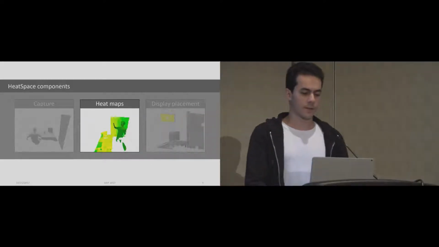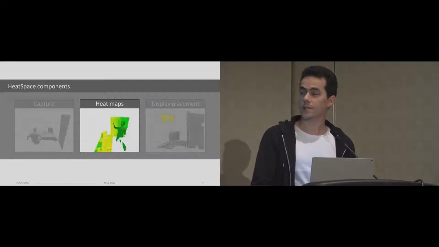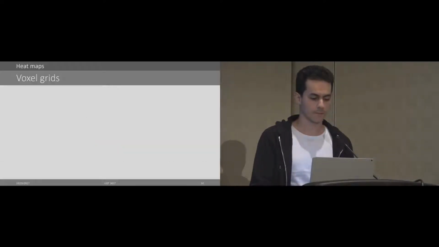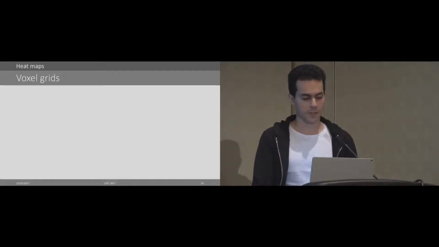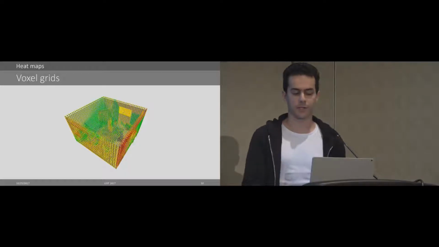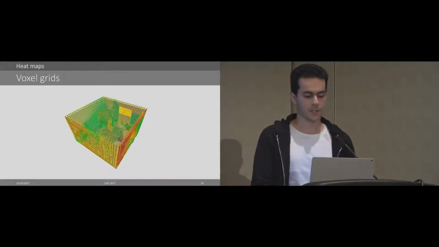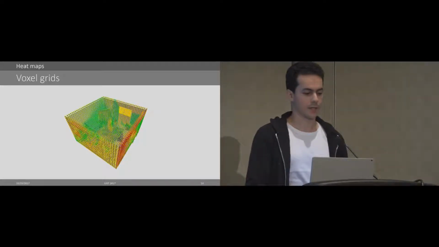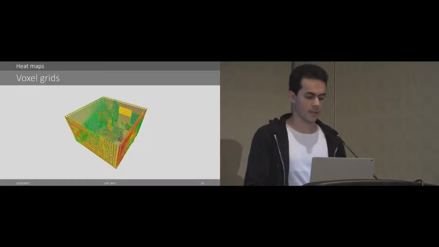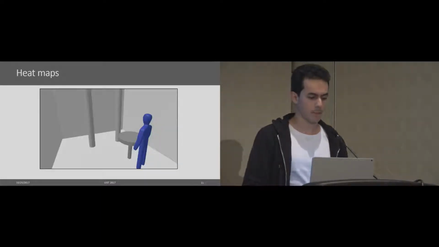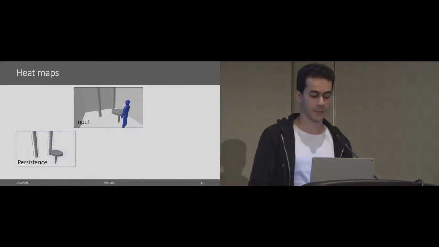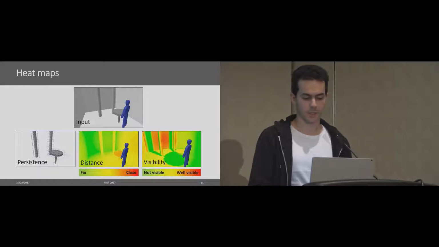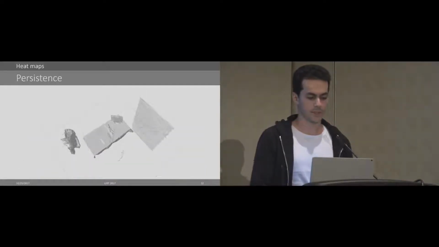So the second and one of the core components of the system is, of course, the generation of the heat maps. And first of all, I want to mention how we actually store the data. So we're using voxel grids, which are just uniformly distributed in space. And each of these voxels are storing local data about different aspects, which I'm going to explain in detail right now. So each voxel is storing, first of all, the persistence, the distance, and the visibility. So let's start with persistence.